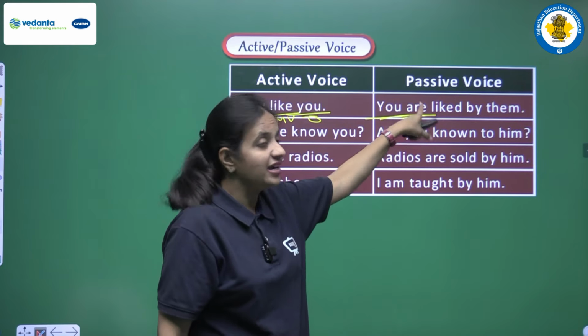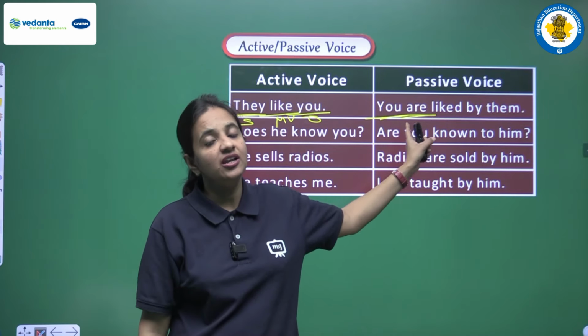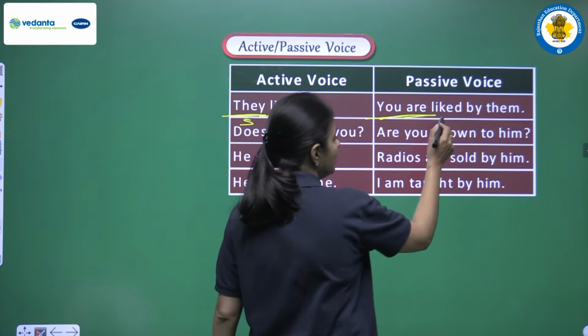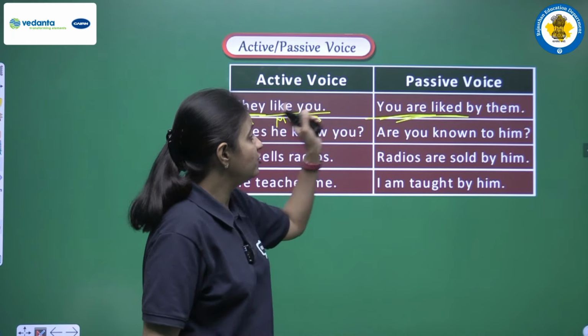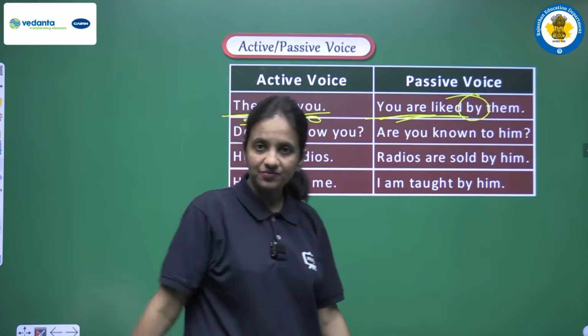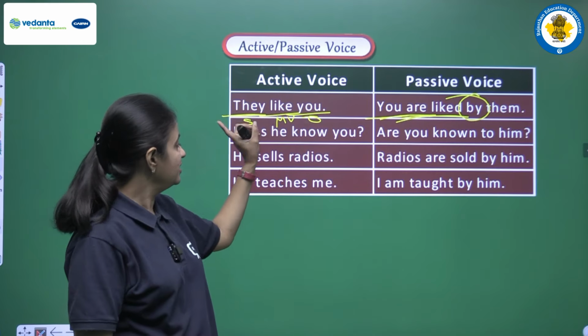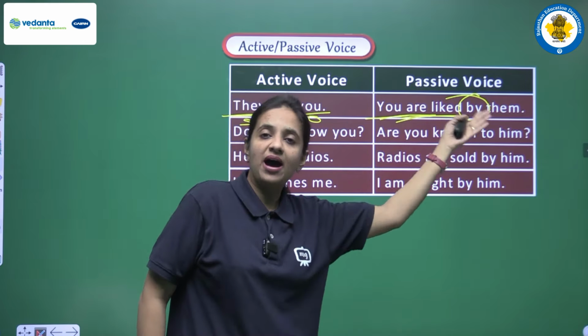So now we are adding are here, right? We have three options: is, are or am. So we are using are here. Main verb की हमें पता है थर्ड फॉर्म ही यूज करनी है. So we have liked; they, it will be converted into them, and we have to add by, right? So the sentence will be: they like you. Passive voice will be: you are liked by them.